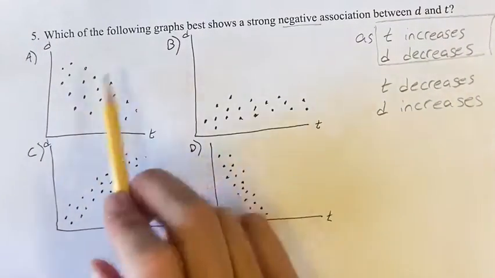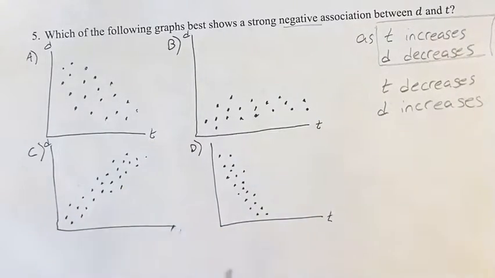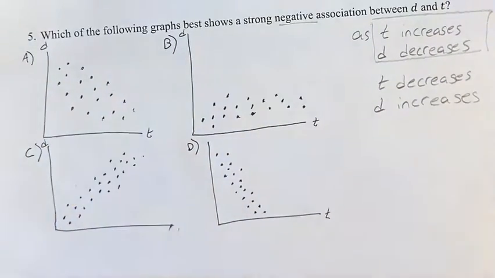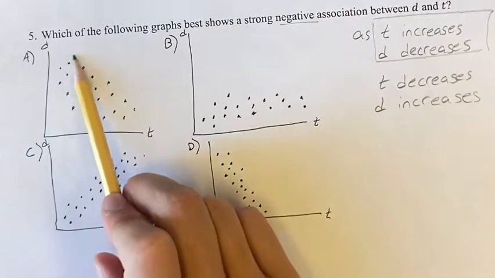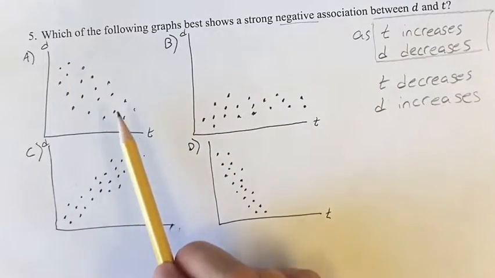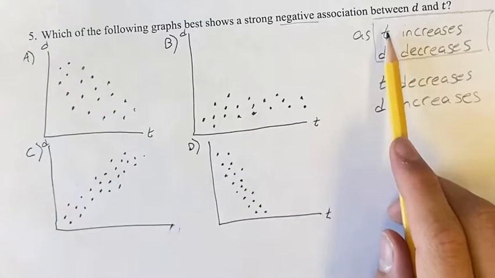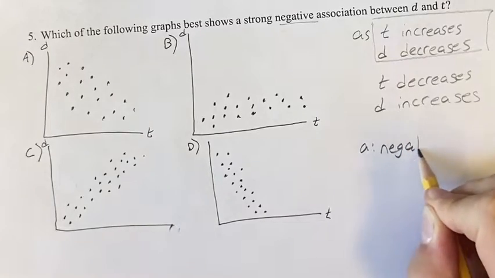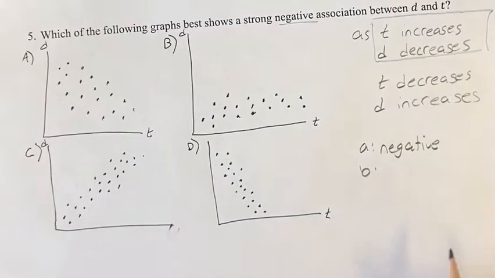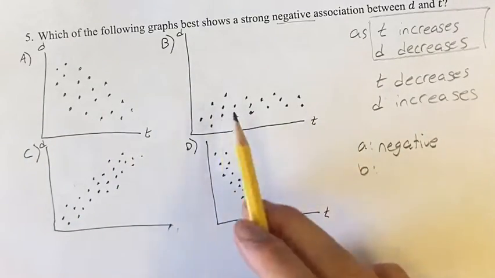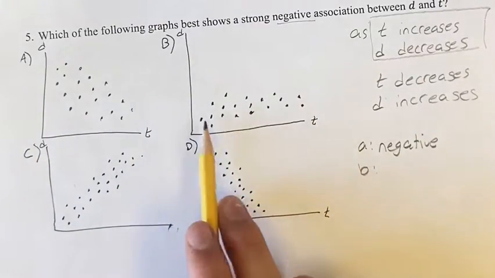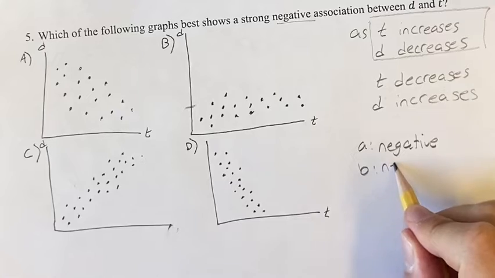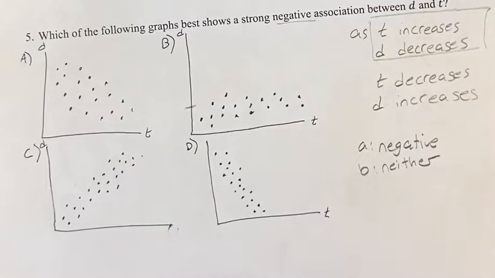So in part A, what is the relationship there? As T increases in all of these graphs, we're going to be looking from left to right. So from left to right, D is going from a higher value to a lower value. So in A, as T increases, D decreases. So A is negative. For B, as T increases from left to right, the value of D doesn't really change. It stays roughly around this mark. It changes a little bit, but this is neither negative nor positive.